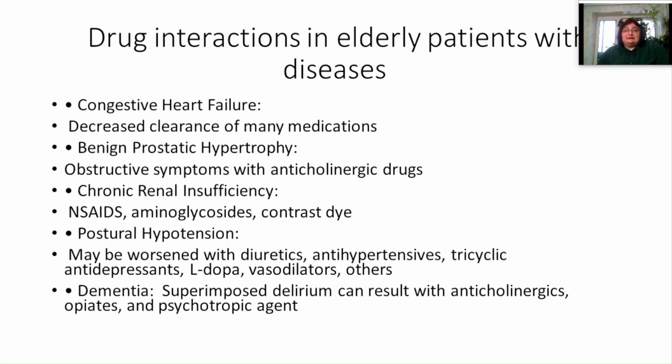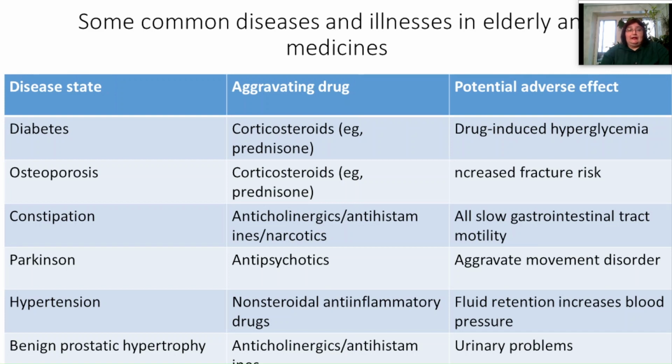You should remember that there is anticholinergic syndrome, opiates, and psychotropic agents. Some common diseases and illnesses in elderly patients with drugs. Diabetes: aggravating drugs are corticosteroids, prednisone. A potential adverse effect can be drug-induced hyperglycemia. Osteoporosis: corticosteroids, prednisone, increase fracture risk.